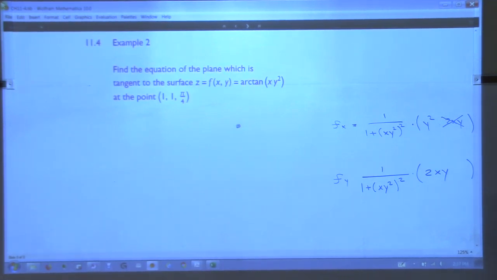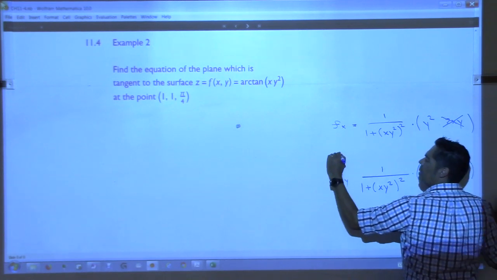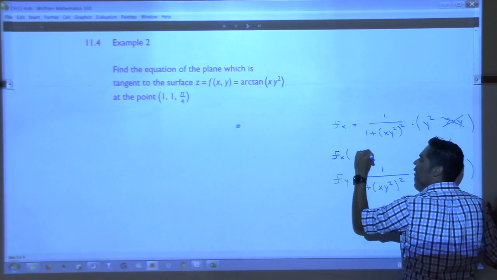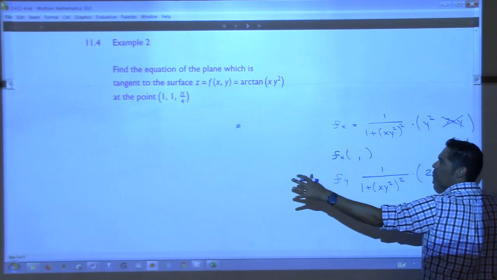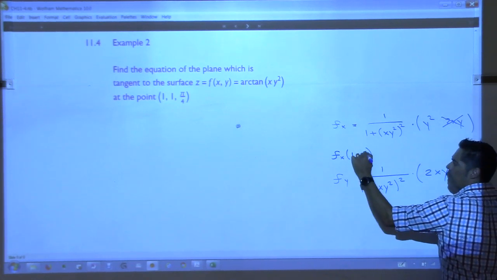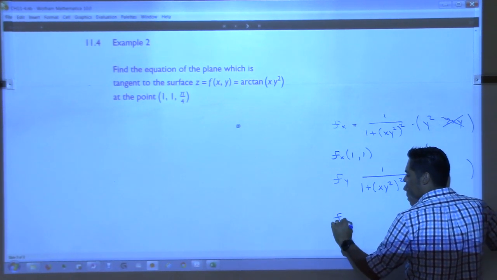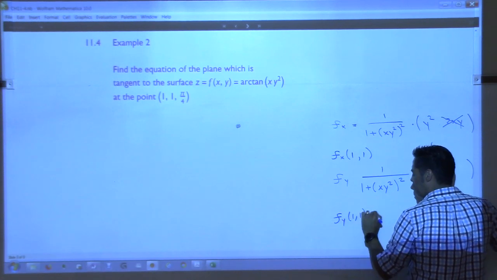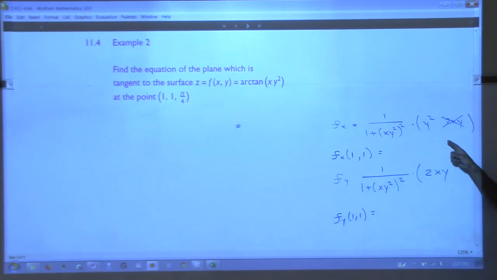And then here, what would the partial of this be? 2xy. Okay, so now you're treating x like a constant, taking the derivative of y squared. All right. Now, where am I going to need to evaluate this first partial for my equation? At 1, 1, right? And then I'm going to need to evaluate this one also at 1, 1. So let's see what we get when we evaluate this at 1, 1.